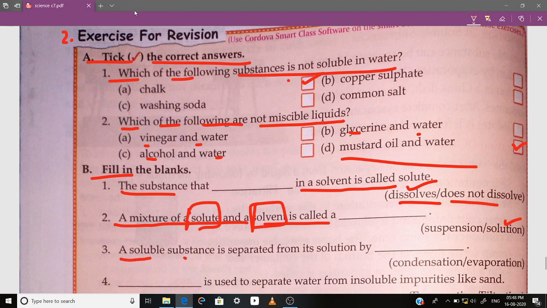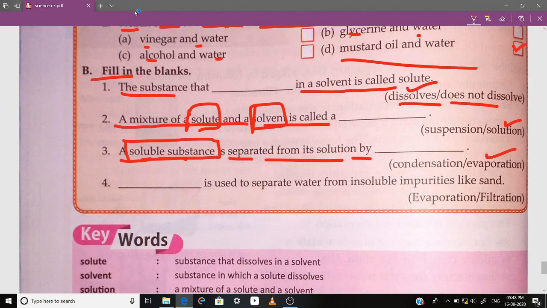A soluble substance is separated from its solution by, so if we want to separate the soluble substance, then which process will we use? Evaporation process. Okay, evaporation process we will use. So if we want to separate insoluble impurities, we can use the filtration process or sedimentation or decantation process. But the evaporation process is used for separation of the soluble substance. I hope it is clear.